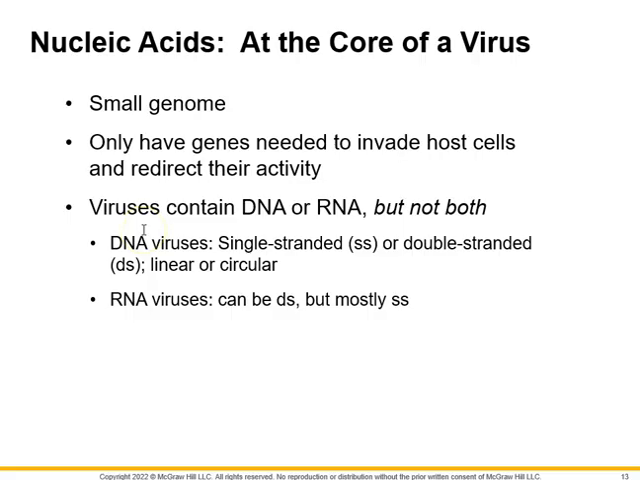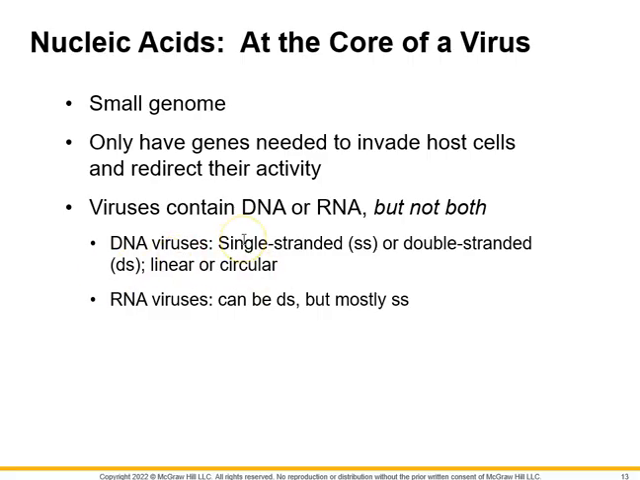Now, viruses can have, as we said, DNA or RNA, but not both. So we can have DNA viruses, and these DNA viruses can be single-stranded, which seems kind of unusual for us because we're used to talking about double-stranded DNA, kind of a DNA helix, right? But DNA can also be single-stranded in viruses. They can also be linear, like we see in eukaryotes, or circular, like we see in bacteria.